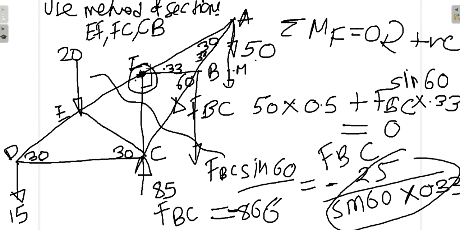I have taken moments about point F, so that the force EF has 0 moment, force FC has 0 moment. The only two forces are 50 and FBC. I have computed this length as 1.5. So 50 into 1.5 clockwise. FBC cosine component acts along F, horizontal component. That moment is 0. FBC sin 60, the moment arm is this length, which is 0.33. So FBC sin 60 into 0.33 and 50 into 0.5, both clockwise, equal to 0. That gives me the value of FBC as minus 86.6.